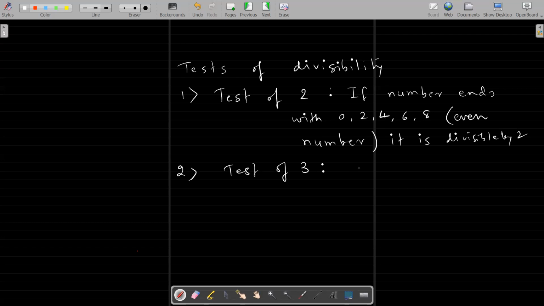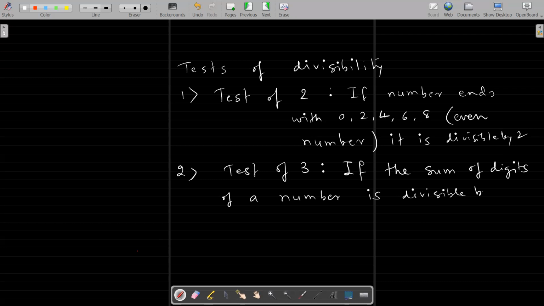Okay, so let me put it a little more properly. If the sum of digits of a number, right? That's what you mean. Yes, sir. Is divisible by 3, then the number is divisible by 3.